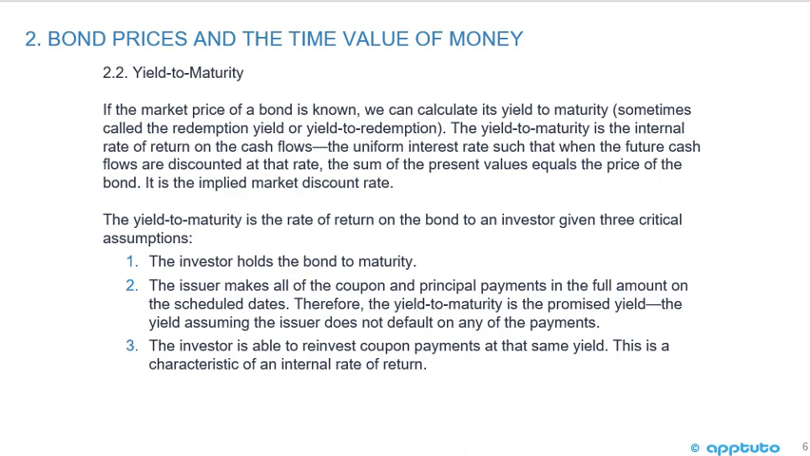The yield to maturity is the rate of return on the bond to an investor given 3 critical assumptions. This is important. 1, the investor holds the bond to maturity. 2, the issuer makes all of the coupon and principal payments in the full amount on the scheduled dates. Therefore, the yield to maturity is the promised yield, the yield assuming the issuer does not default on any of the payments. And finally, 3, and this is a key one that we've seen, the investor is able to reinvest coupon payments at that same yield. This is a characteristic of an internal rate of return.